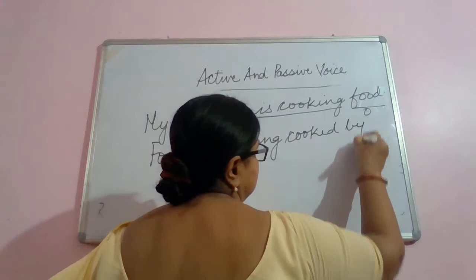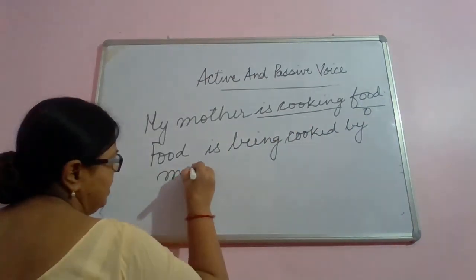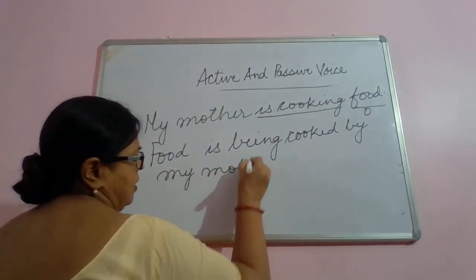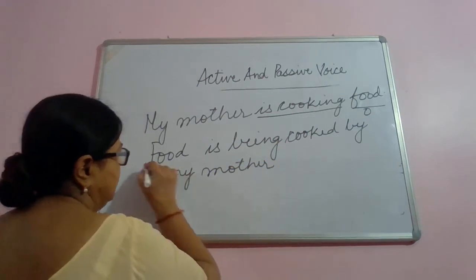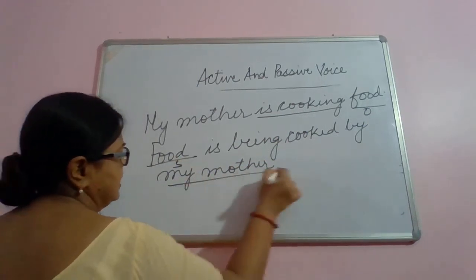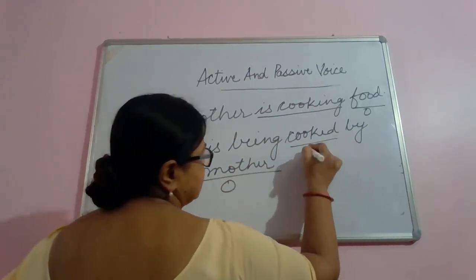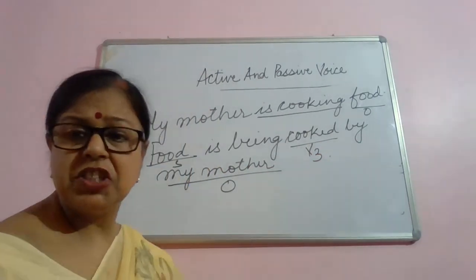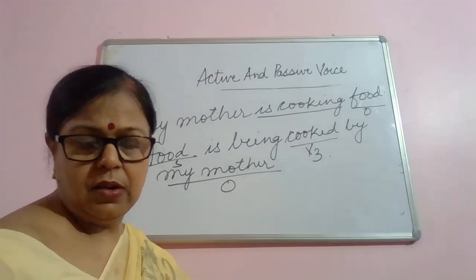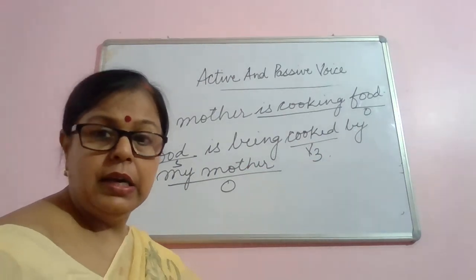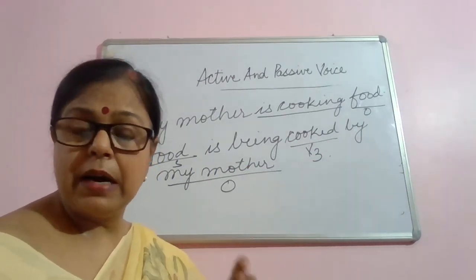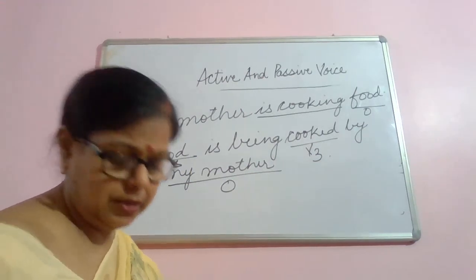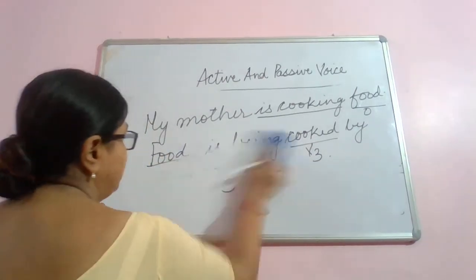Food is being cooked by my mother. This becomes the subject. This becomes the object. The verb is in its third form. Okay. Now, come to present perfect. What is the structure of present perfect?